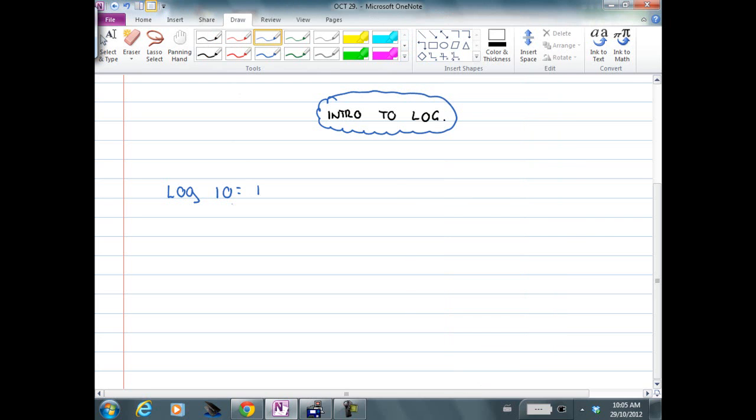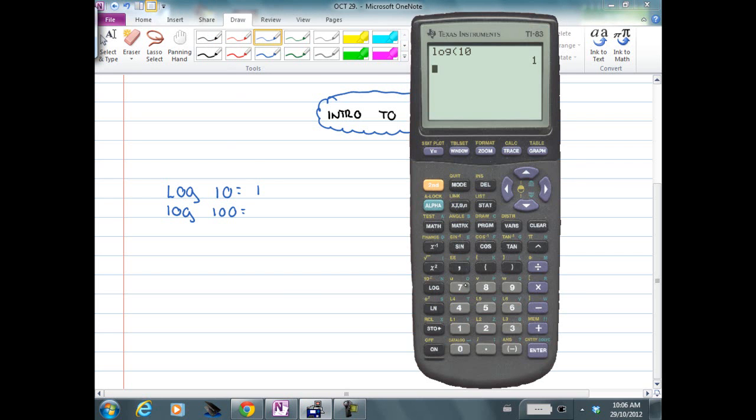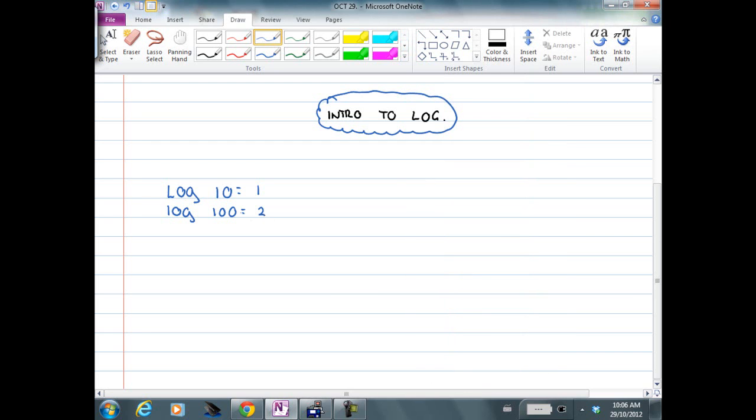We're going to do this again. Log of 100 is going to be 2. I punch in log 100 on my calculator and it equals 2. We're going to test that theory out. Do not use your calculator. Nash says, Mr. No, does it just count how many zeros there are? So we're going to try this without using your calculator.